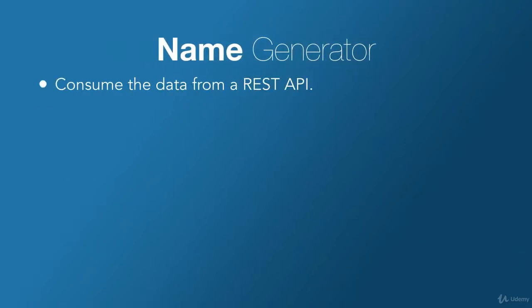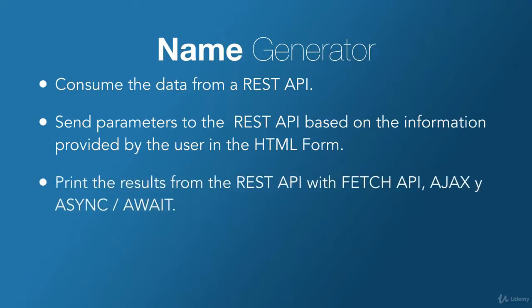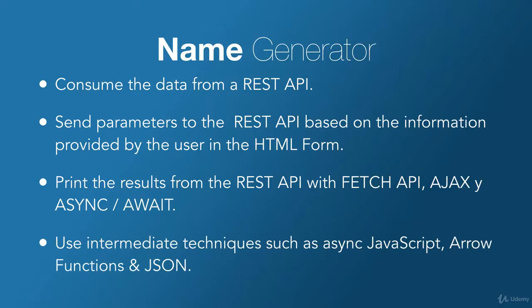It's going to be called name generator, and it's going to consume the data from a REST API. And I'm going to show you what a REST API is in case this term is something new for you. So we're going to send parameters to the REST API based on the information provided by the user in the HTML form. Next, we're going to print the results from the REST API using Fetch API, AJAX, and Async Await. Then we're going to use some intermediate techniques, such as Async JavaScript, arrow functions, and JSON. So let's review the project.